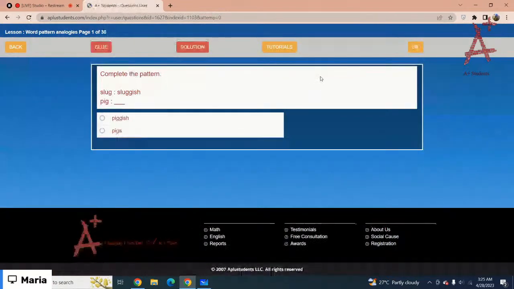Okay. Complete the pattern. Slug, sluggish. So pig, which is the correct option? Piggish or pigs? You have to follow the pattern. Like for slug, you added ish. Got it? So for the pig, you need to add ish also. So it would be pig, piggish. That would be the first option. Got it? The correct option is piggish.